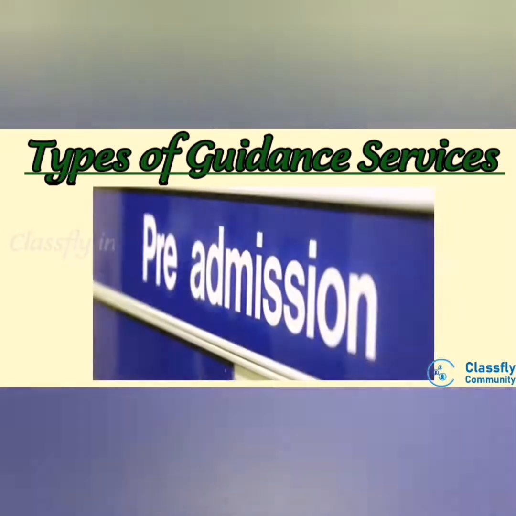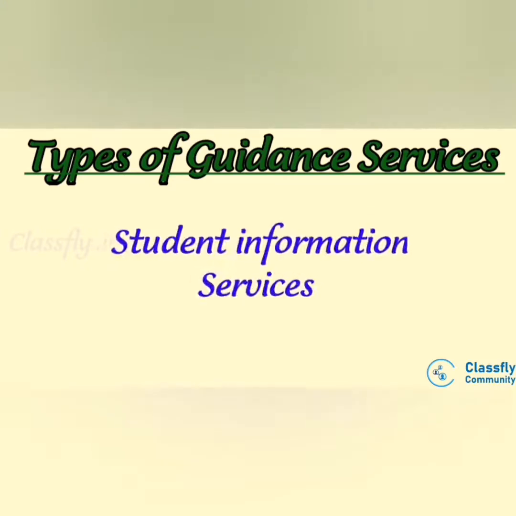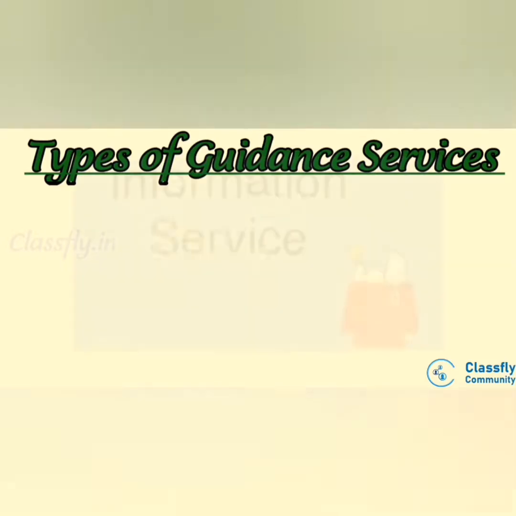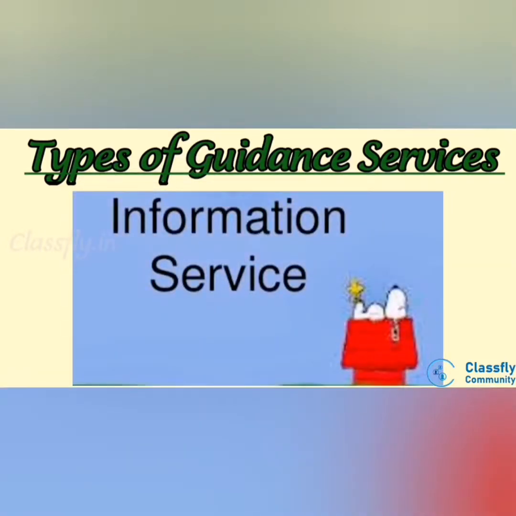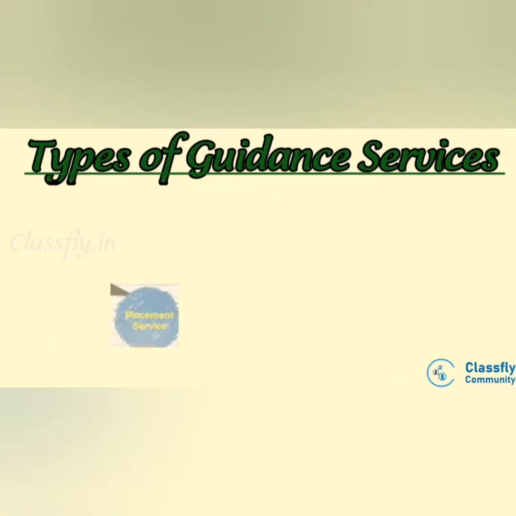Second one, pre-admission services. Third one, orientation services. Fourth one, student information services. That means it is mainly concerned with assessing the students to obtain a realistic picture of their abilities, interests, personality characteristics, achievements, and level of aspirations. Fifth one, information services. The information provided under these services is educational information, occupational information, and personal-social information. Sixth one, counseling services. Seventh one, placement services.